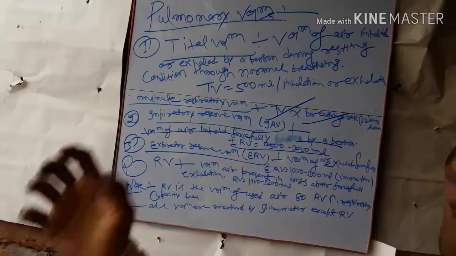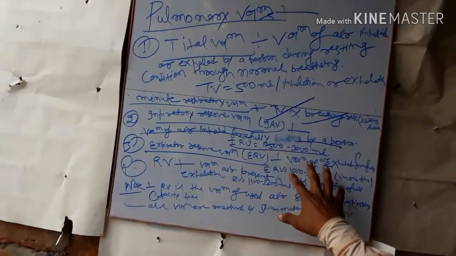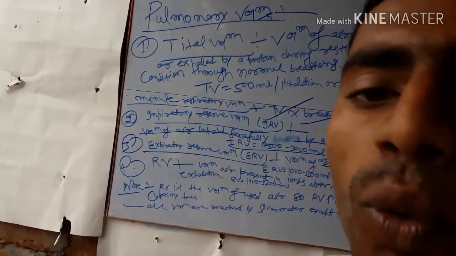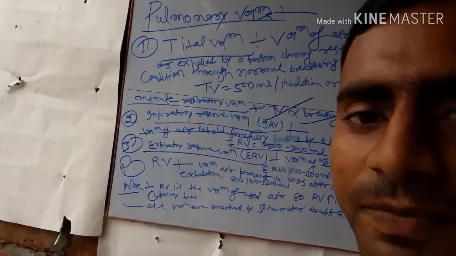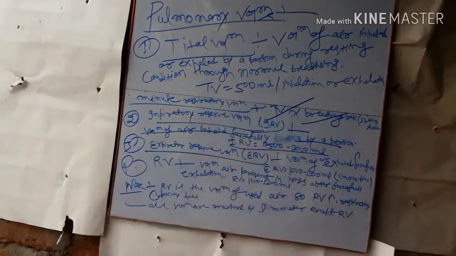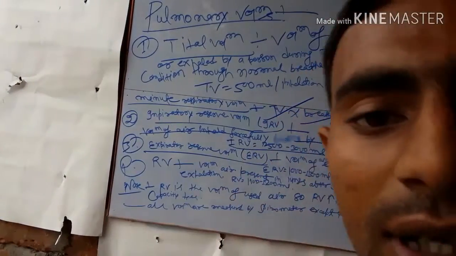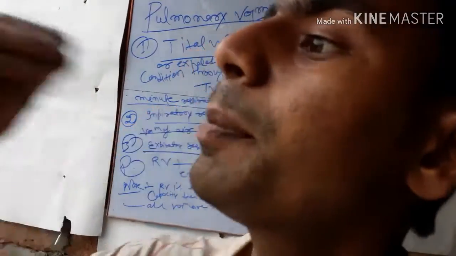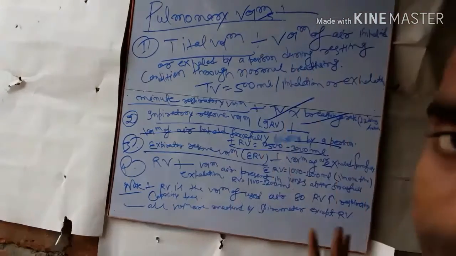Expiratory reserve volume is a forceful expiration. This is the volume of air exhaled forcefully. Its amount is 1000 to 1100 milliliter. This means inspiratory reserve volume, inhaling air forcefully, is 2500 to 3000 milliliter, and expiratory reserve volume, expiring air forcefully, is 1000 to 1100 milliliter.